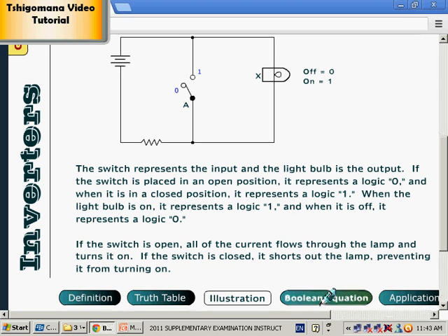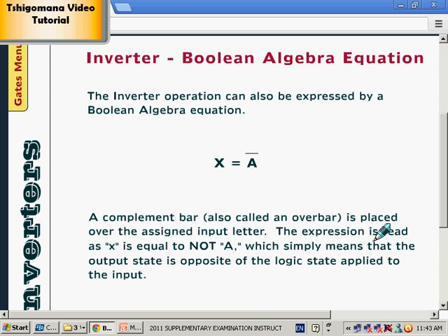Now let us look at the Boolean equation. The inverter operation can also be expressed by a Boolean algebra equation. This is the equation that we are talking about. A complement bar, also called an overbar, is placed over the assigned input letter. Now this is what we call the complement bar. The expression is read as x is equal to not a, which simply means that the output state is opposite of the logic state applied to the input.